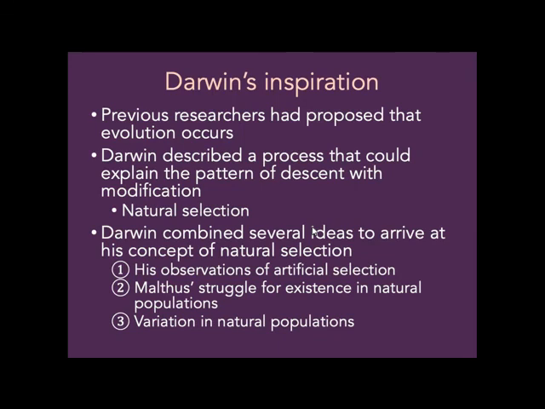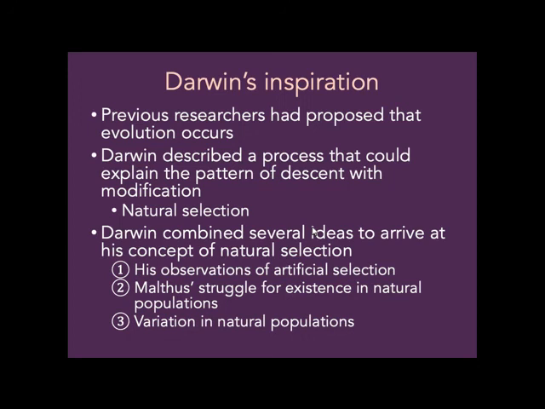So Darwin combined several ideas to arrive at his idea of natural selection. He first made observations about artificial selection. So we'll talk about that in a second, but he saw that people choose animals and plants with very particular traits. And so over generation after generation, certain traits become more common and others become less common.